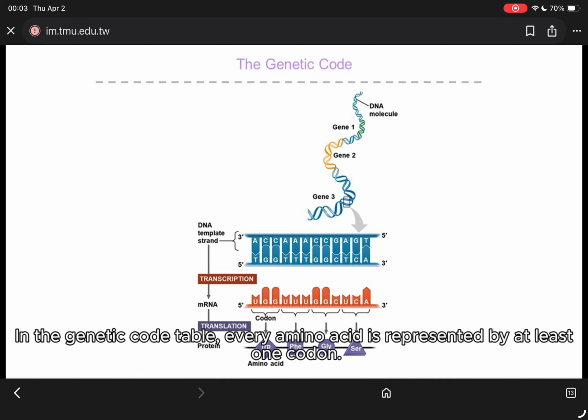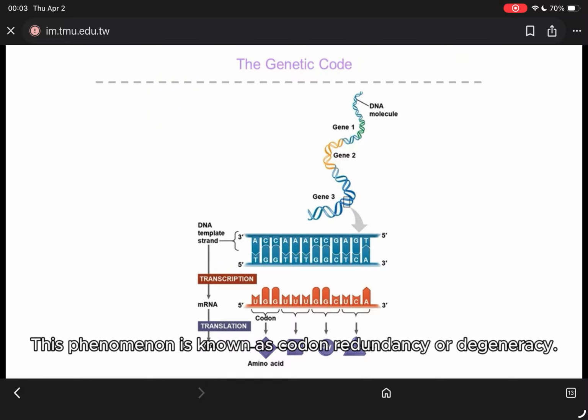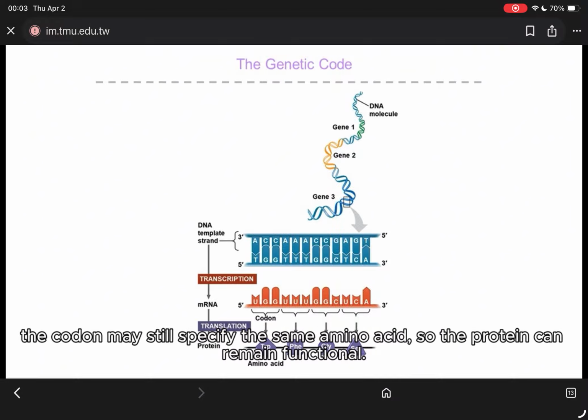In the genetic code table, every amino acid is represented by at least one codon. Many amino acids have 2, 3, or even 4 codons. This phenomenon is known as codon redundancy or degeneracy. One advantage of this system is that if a point mutation occurs in the DNA, the codon may still specify the same amino acid, so the protein can remain functional.